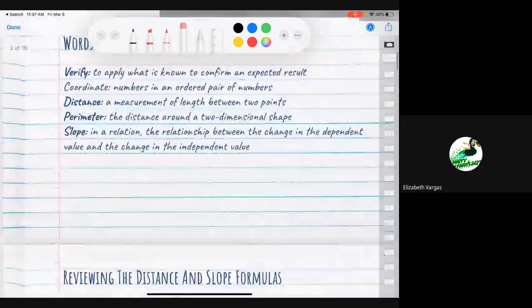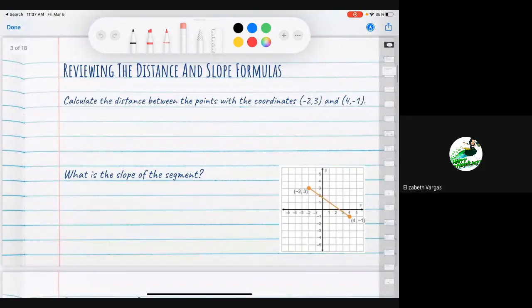So before we dive into that, I'm just going to do a quick review of the distance formula and the slope formula. We have looked at this, but I just want to do a review. This one says calculate the distance between the points with these coordinates. So basically what we're going to use is the distance formula to find the distance between these 2 points. And the distance formula is the square root of (x2 minus x1) squared plus (y2 minus y1) squared.